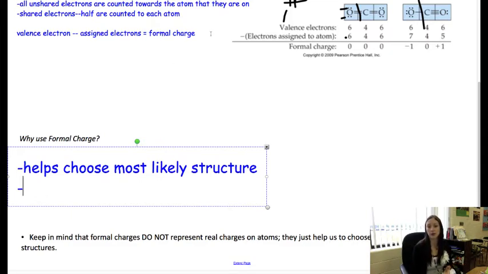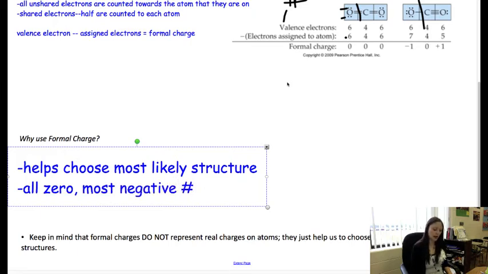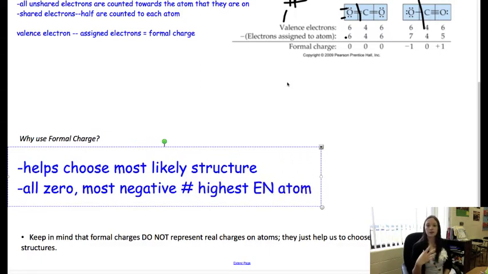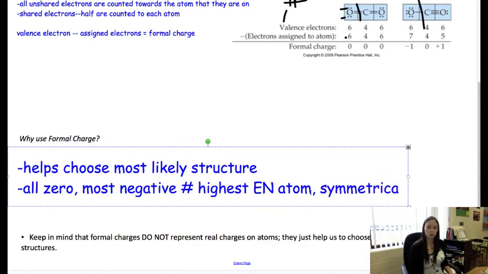When you want to choose this most likely structure, you either want everything to be 0, like you see in this carbon dioxide up here, so all 0 is good, or the most negative number should be on the most electronegative atom. Because that atom is the most electronegative, so it wants those electrons. I don't want to have a negative on something that would rather not have electrons around it. You can also tend to lean towards structures that are symmetrical. You don't have lopsided charges.